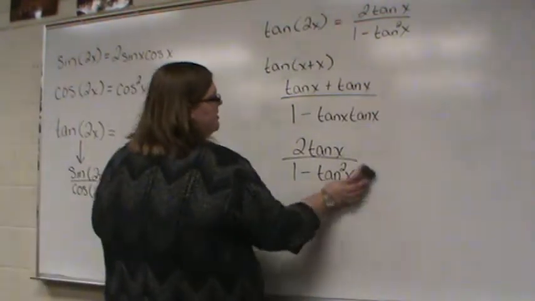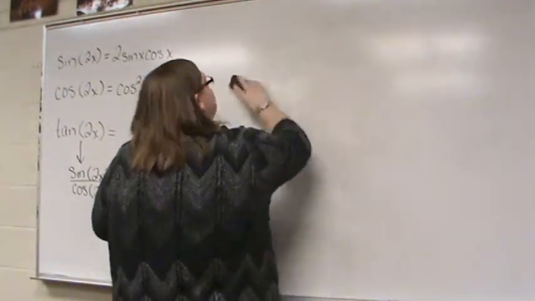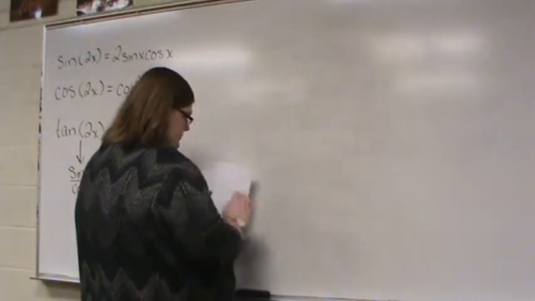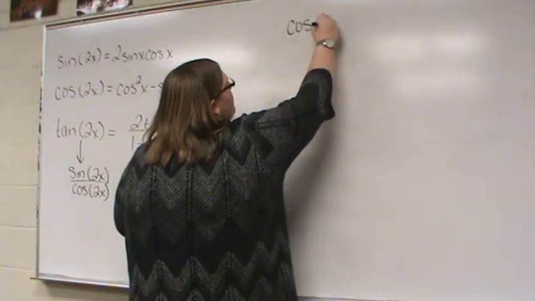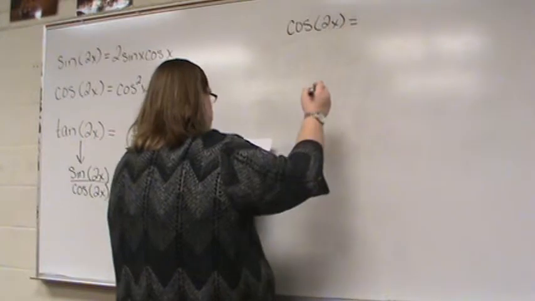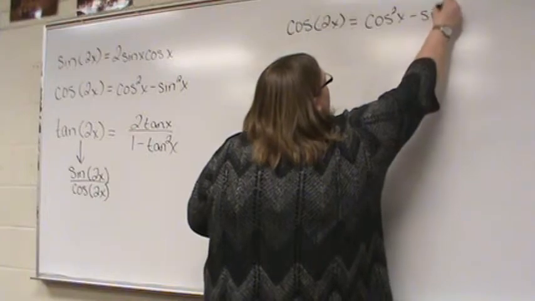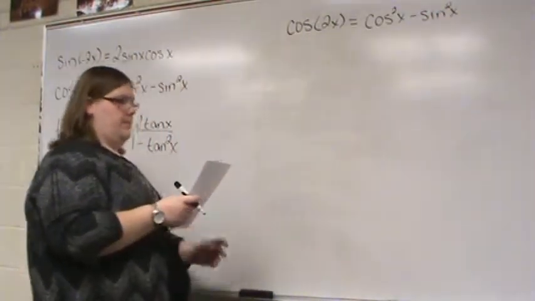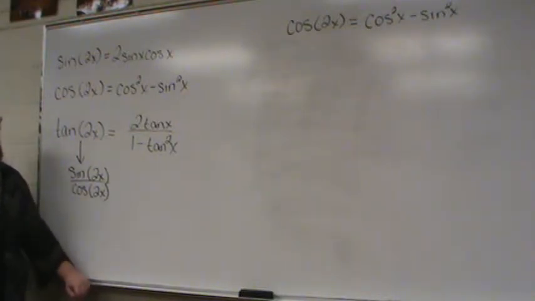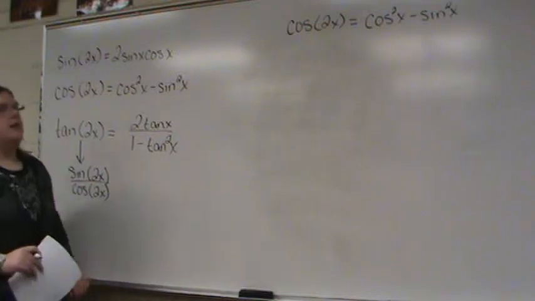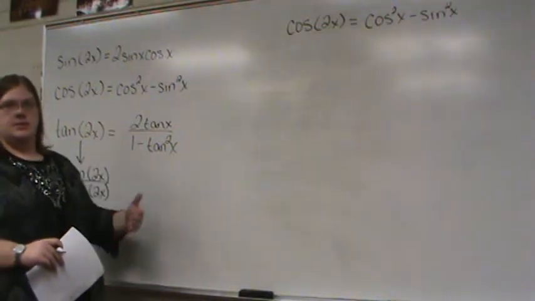So now I want to take a closer look at the cosine identity that we just came up with, the cosine double angle. So our cosine double angle says cosine of 2x equals cosine squared x minus sine squared x. Thinking about our other identities that we proved already, is there anything that we could rewrite in this identity to come up with other identities?